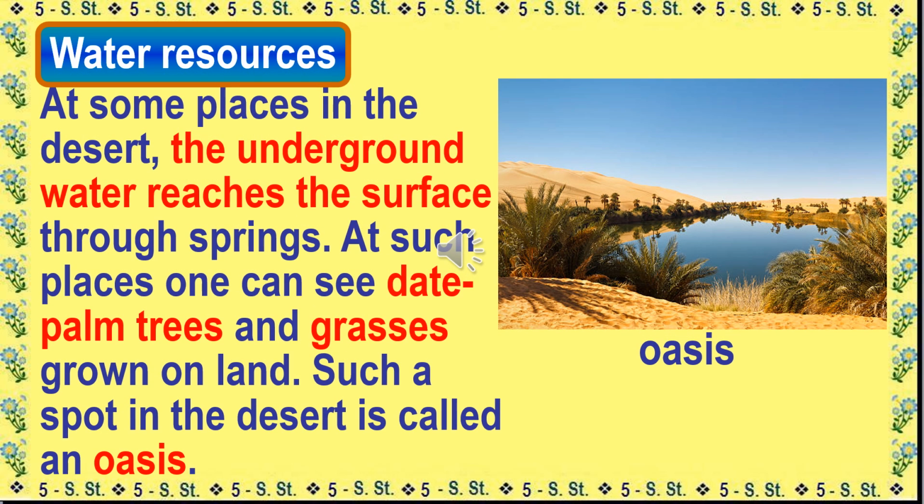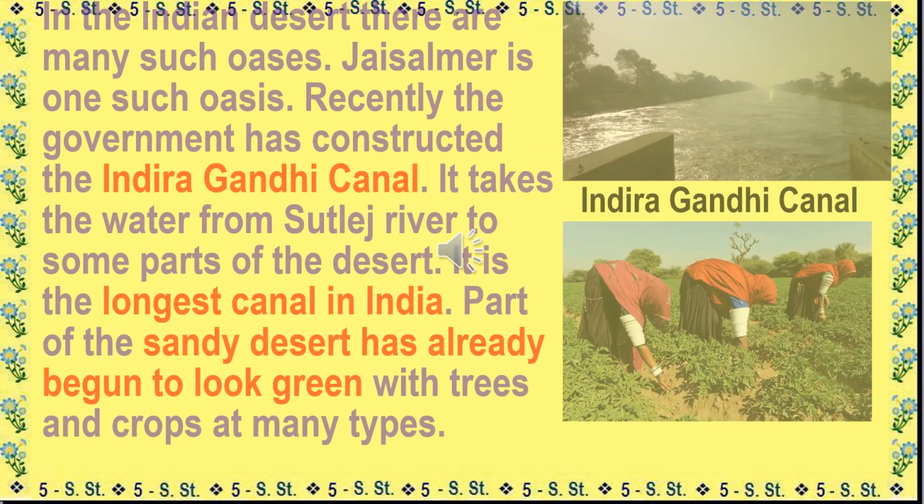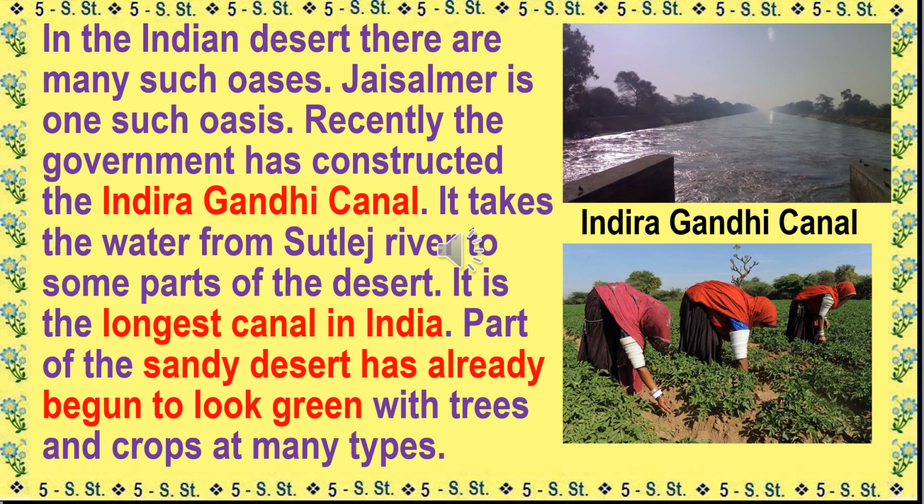Water resources. At some places in the desert, the underground water reaches the surface through springs. At such places, one can see date palm trees and grasses grown on land. Such a spot in the desert is called an oasis. In the Indian desert, there are many such oases. Jaisalmer is one such oasis.